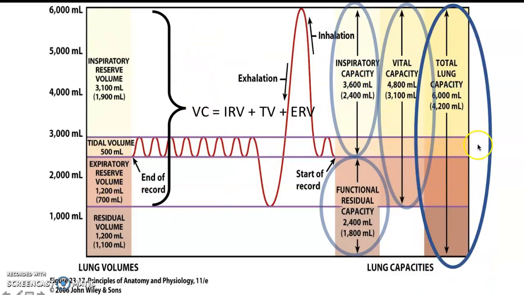The last capacity that we'll talk about is the total lung capacity. And this is really the maximum volume of air that can be present in the lung following a maximum inhalation. And the total lung capacity then would be the sum of all four of our lung volumes: the inspiratory reserve volume, the tidal volume, the expiratory reserve volume, and the residual volume. Or another way to think of this is that the total lung capacity would be the sum of the vital capacity plus the residual volume here, that volume of air that cannot be expelled from the lungs, no matter how forcefully you might try to exhale.